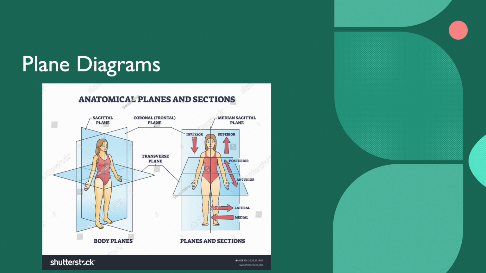Here is the diagram of some of the anatomical planes, as well as some extra that we didn't go over. So if you look closely here, we have the frontal plane, which, like we said, goes front to back. We have the sagittal plane that splits it from left to right, and the transverse plane, which goes top to bottom.